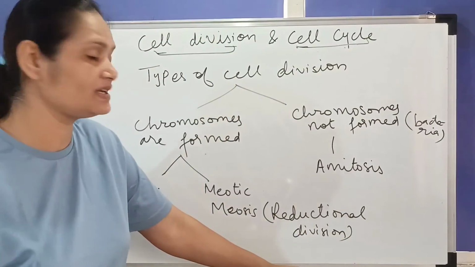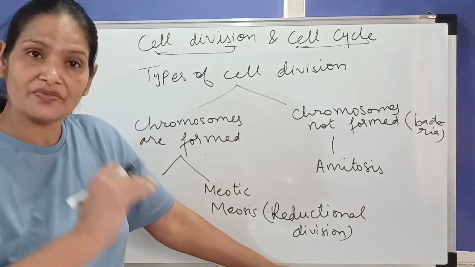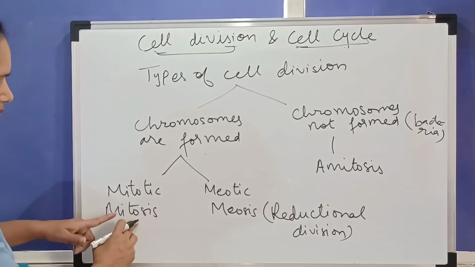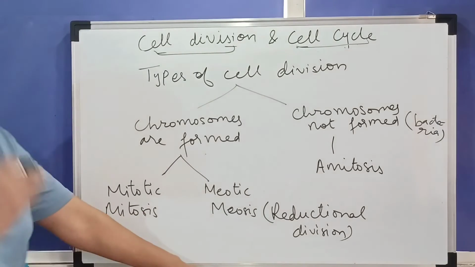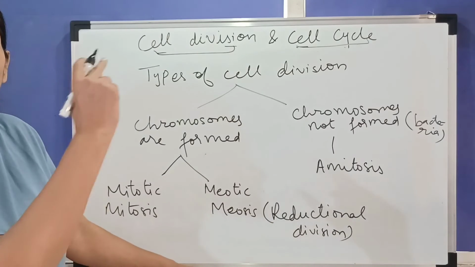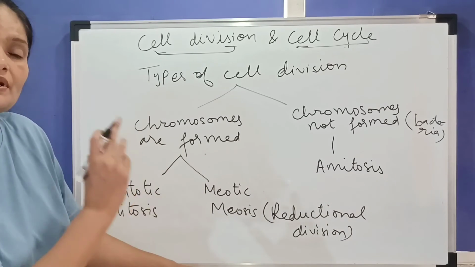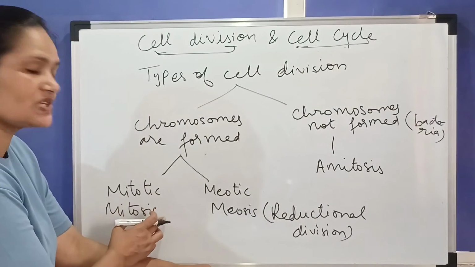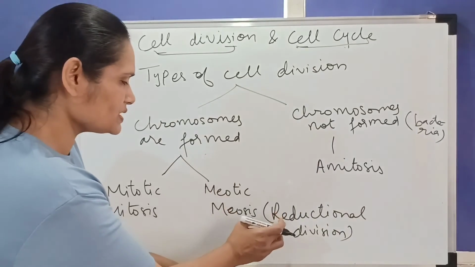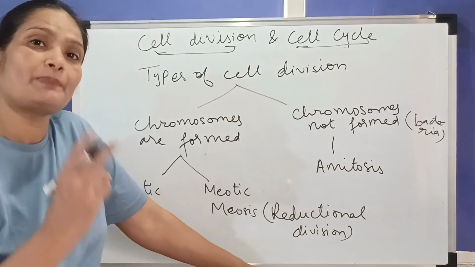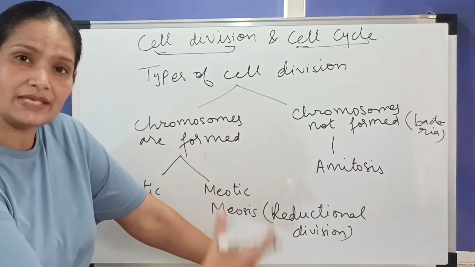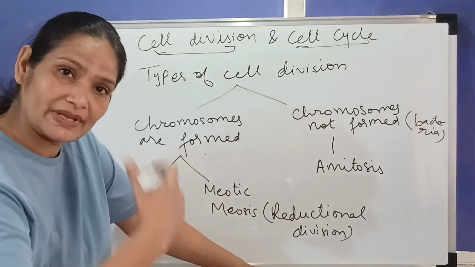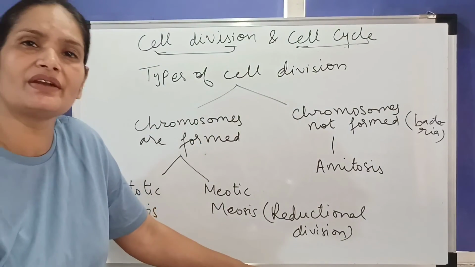Meiosis is also called reductional division. Why is it called reductional division? Because in this division, the number of chromosomes is halved. However, in mitosis, the number of chromosomes remains the same as in the parent cell. So the number of chromosomes in the parent cell is equal to the number in the daughter cells in mitosis. However, in meiosis, the number of chromosomes in the parent cell is twice the number in the daughter cells, because when the division takes place, the chromosomes are reduced to half.